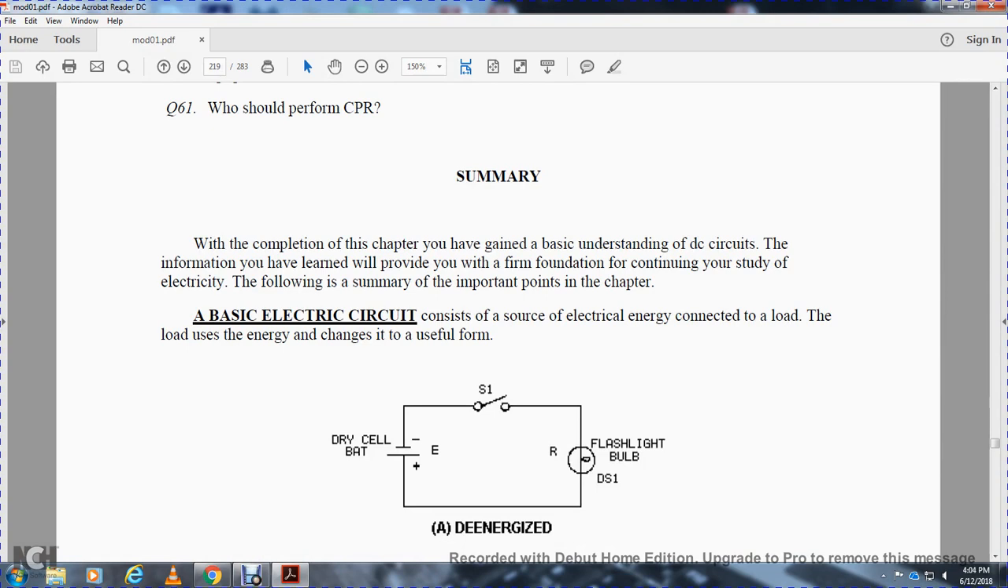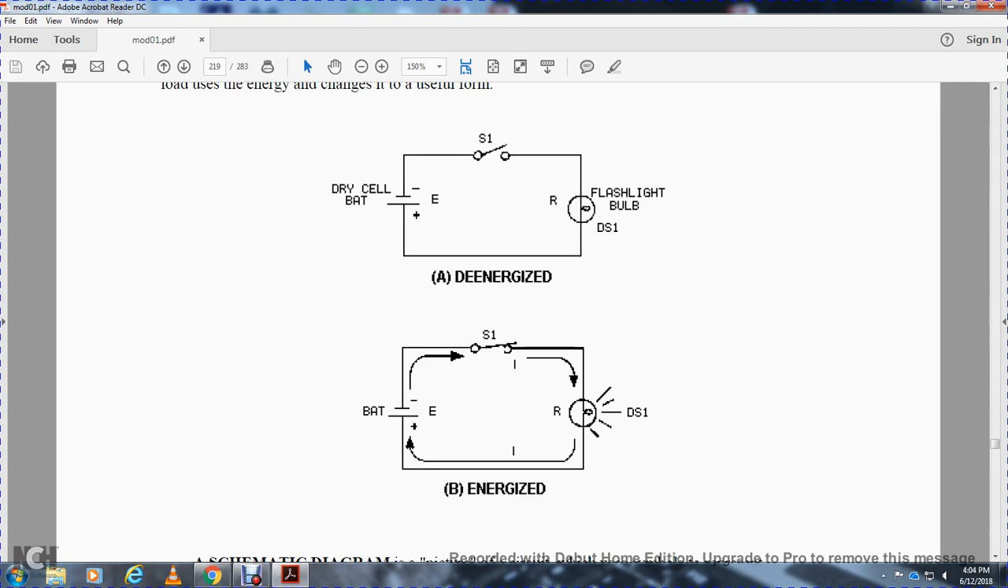Basic electrical circuits consist of a source of electrical energy connected to a load. The load uses the energy, changing it into a useful form. Dry cell battery, switch, flash bulb, de-energized. When the switch contact is closed, the circuit becomes energized.